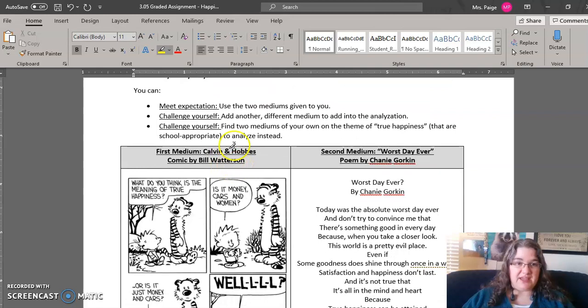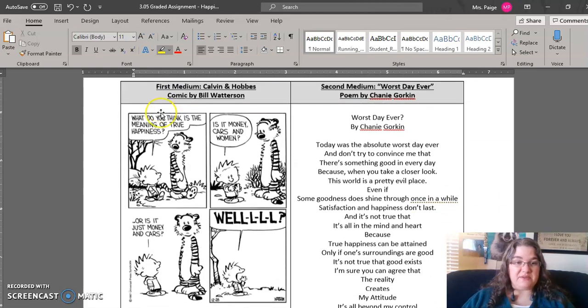So, if you want to challenge yourself more, you can add another different medium to the analysis. But remember, it's got to be a different medium. So if you choose a text, you have to choose something that's maybe got a picture, or it's a movie, or it's a sculpture that's on the same topic. You can also challenge yourself and find two different mediums of your own on the theme of true happiness. Or if you have another theme that you would like to do, just make sure to get it approved by me to analyze instead. So let's assume you're just going to go with the meets expectation.